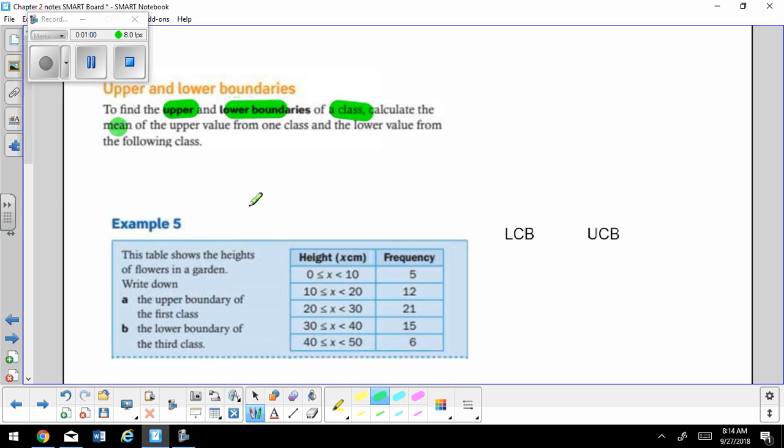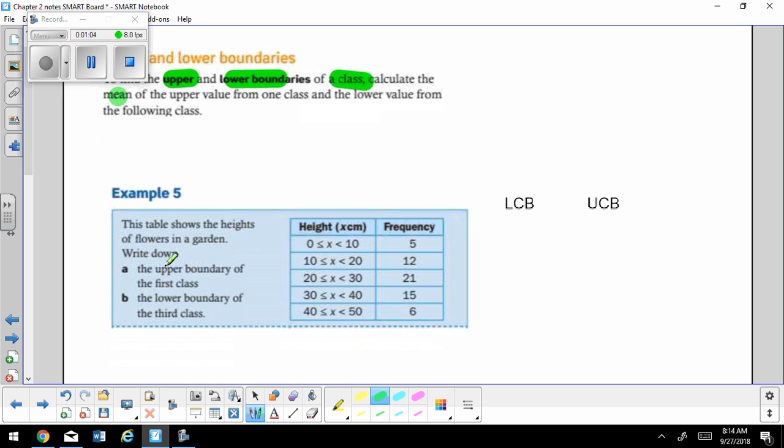Okay. So looking at example 5, we're trying to find the upper boundary of the first class. So go ahead and read this whole thing. Okay, so this is talking about flowers in a garden. So my first class is this 0 to 10 group, second class 10 to 20, third, fourth, and fifth. So class is just a fancy way of saying what group are you in.